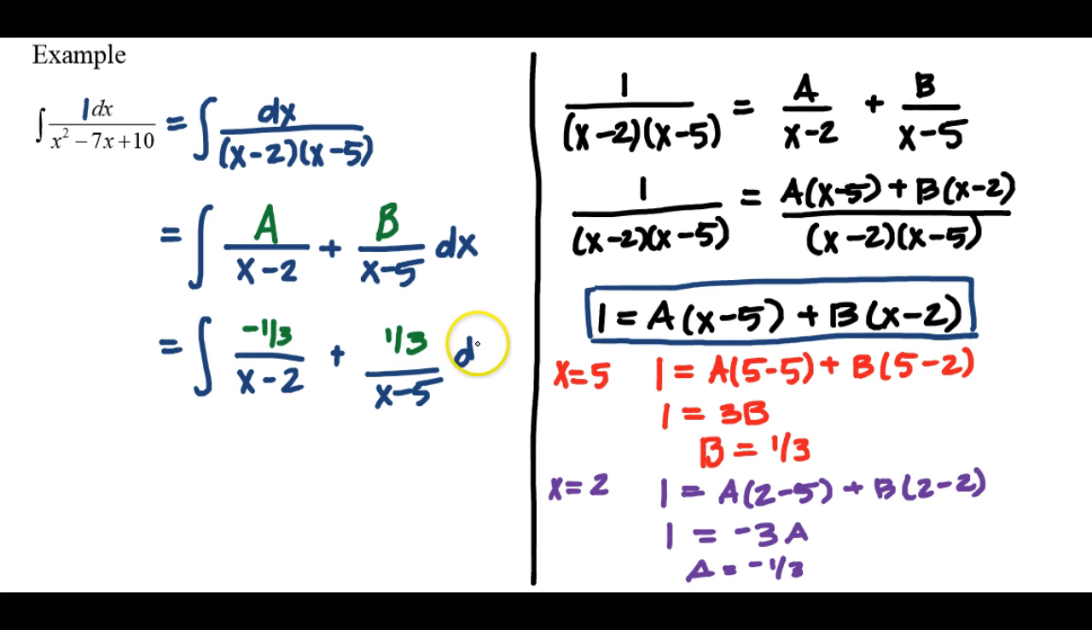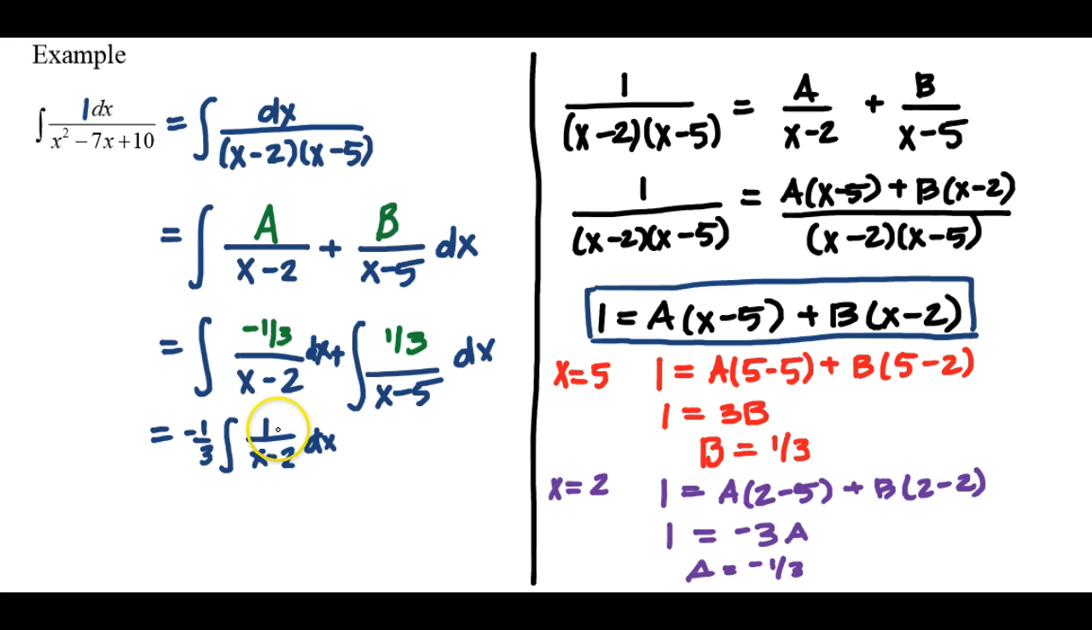And what makes this nice is that now this is two separate integrals. So here's what I'm going to do: I'm going to put an integral sign right here and throw in a dx. Since these were added, I can split this up. Now this negative 1/3 can be brought to the front. So this is negative 1/3 the integral of 1 over x minus 2 dx.